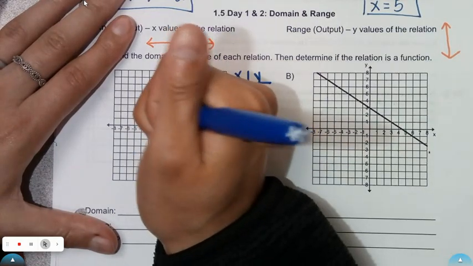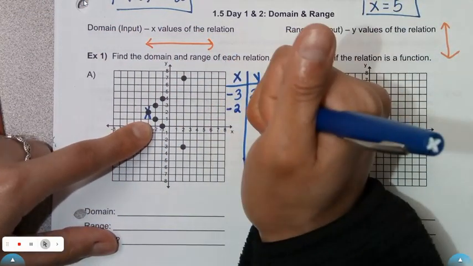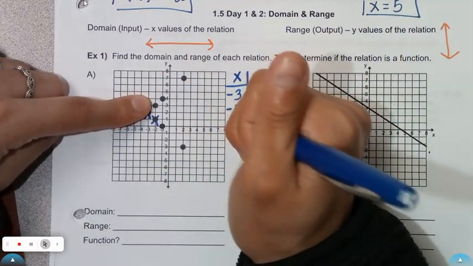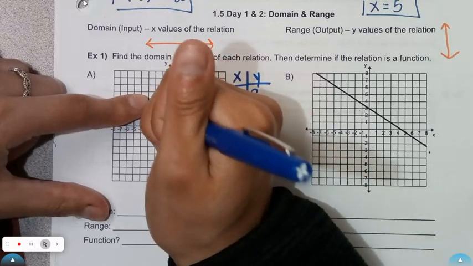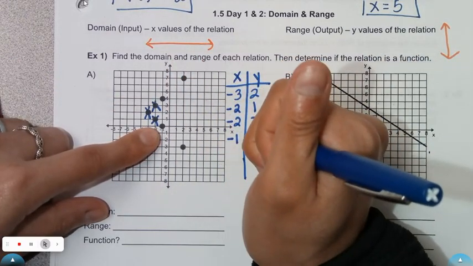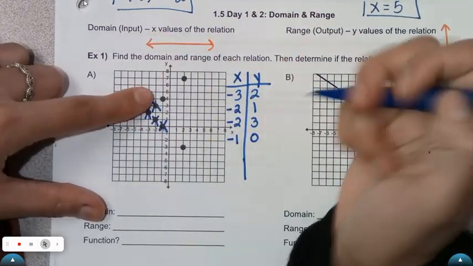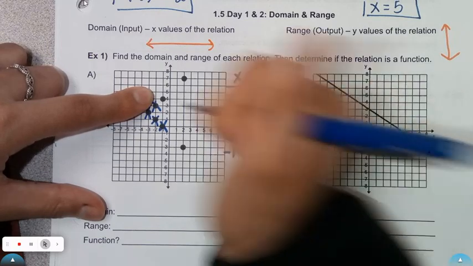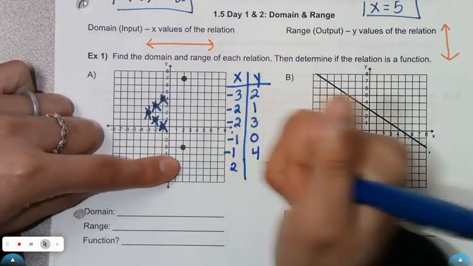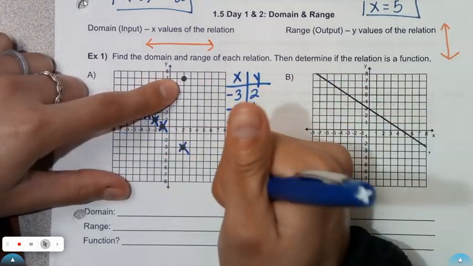So I already used this point. Okay, I'm going to do this one at the bottom. So this is negative 2, positive 1. This point up here is negative 2, positive 3. This point down here is negative 1, 0. Put an X. This one over here is negative 1, 4. And then I have my last two dots. This dot at the bottom is 2, negative 3. And this one up here is 2, 7.